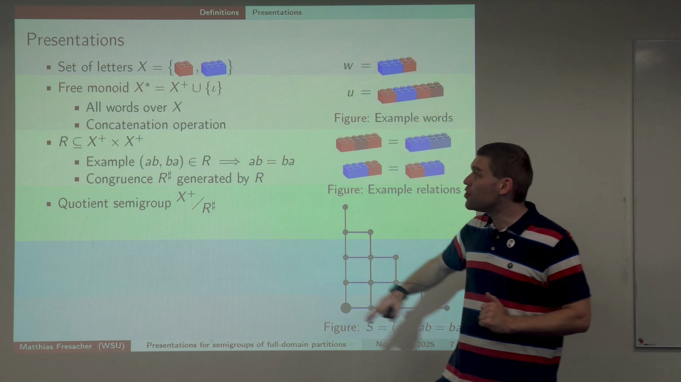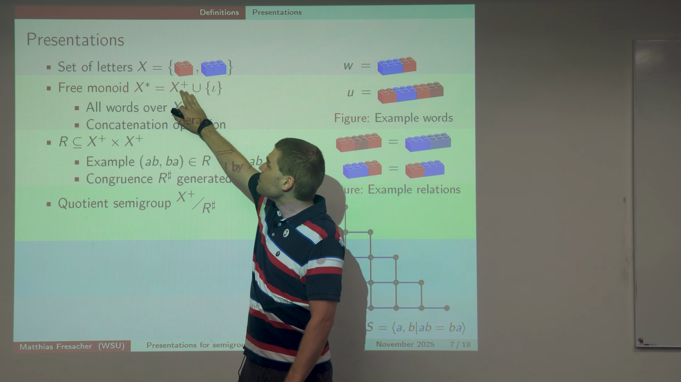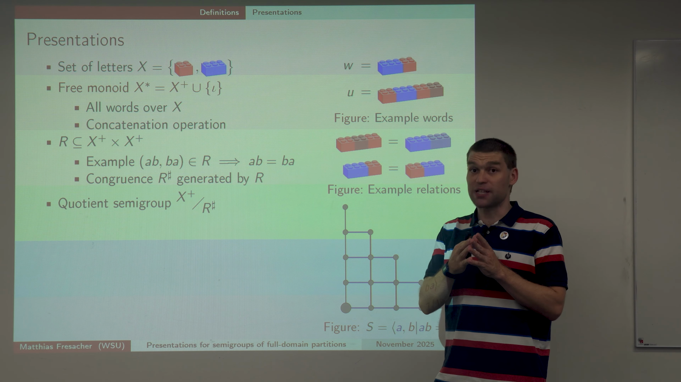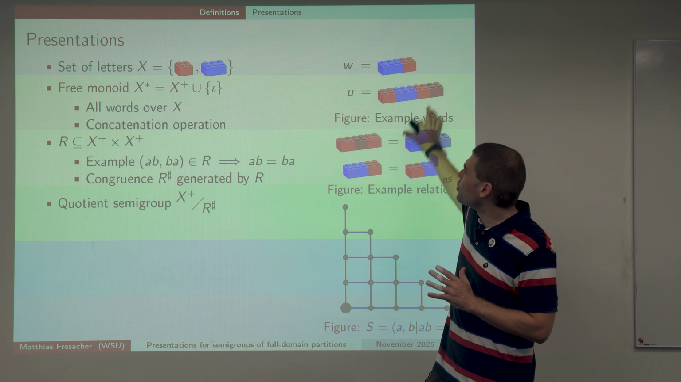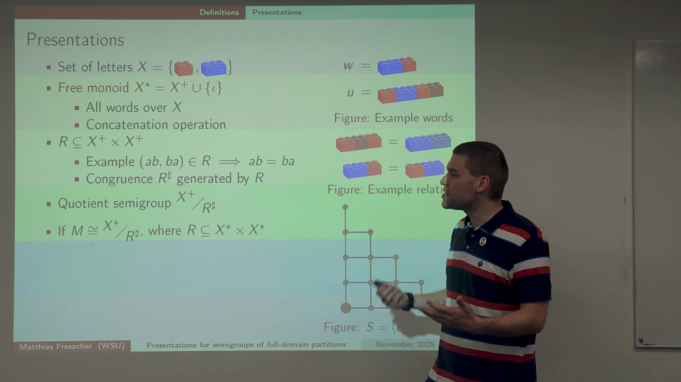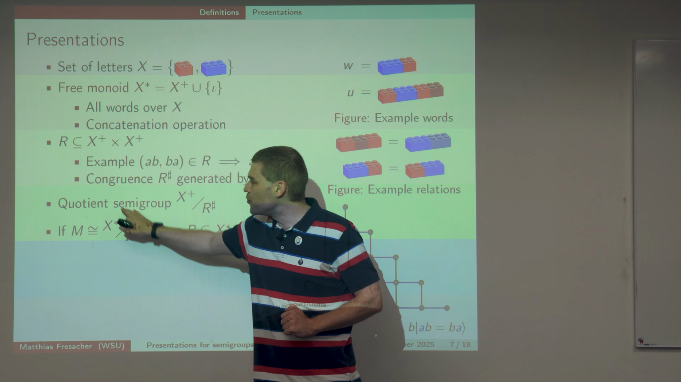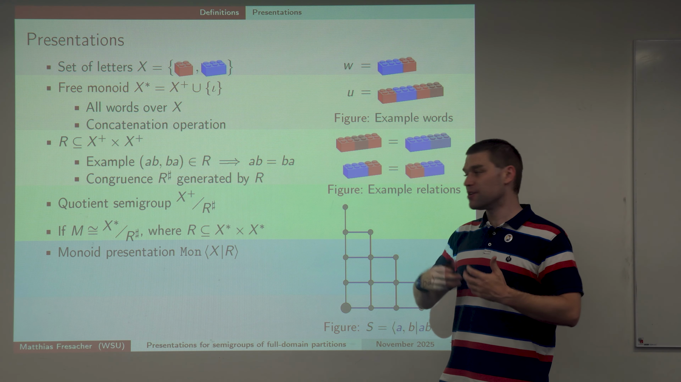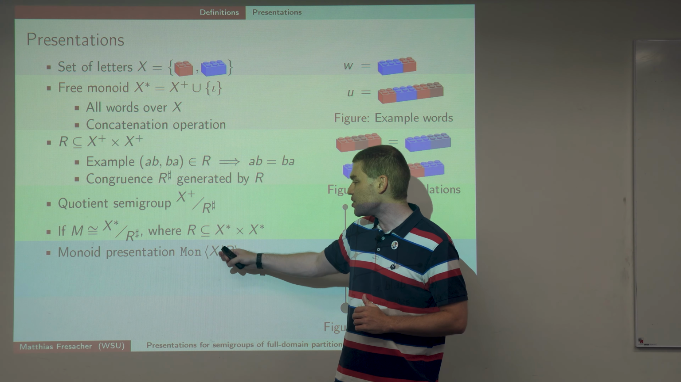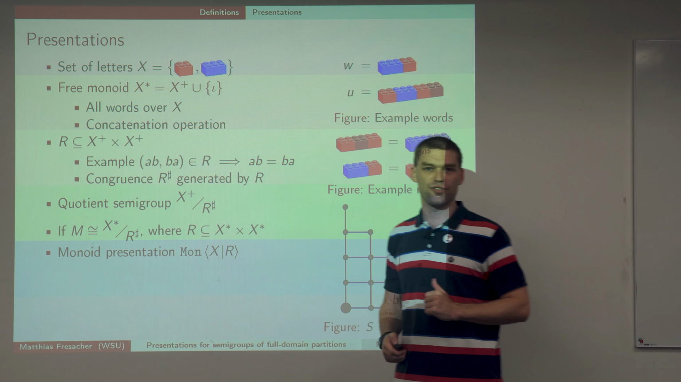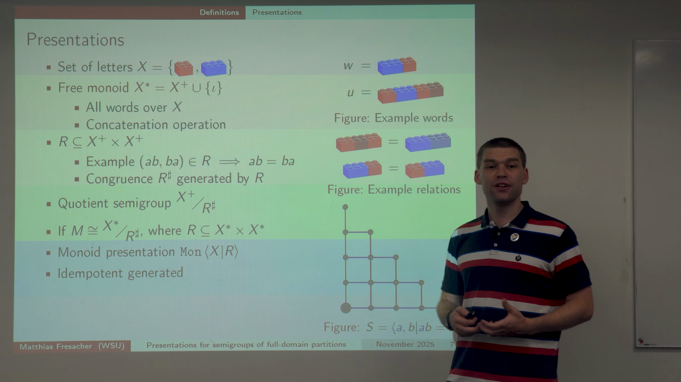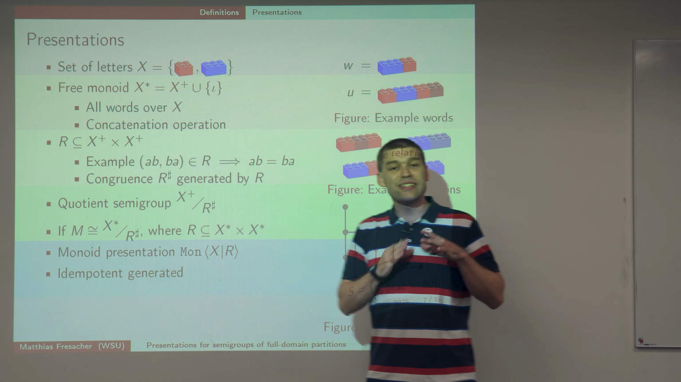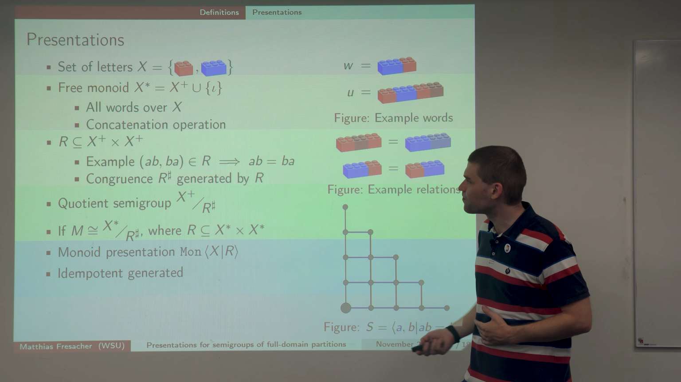I'm also going to need the monoid version of this. So now I'm going to look at the free monoid, which is our free semigroup joined up with the identity element, which in terms of concatenation is basically just no letters, the empty word, or no bricks in our brick example here. So then sort of analogously, if our monoid is isomorphic to the free monoid quotient out by the congruence set, then I have my monoid presentation, which I can say the monoid has a presentation given by the generating set X and our relations R. The final notion we're going to need is the notion of idempotent generated. And this simply means that our generating set X is entirely made up of idempotents.